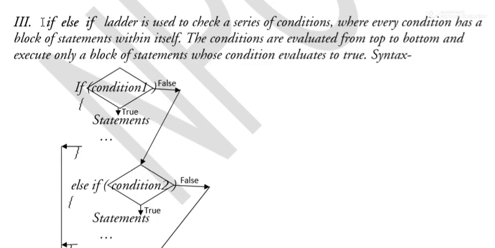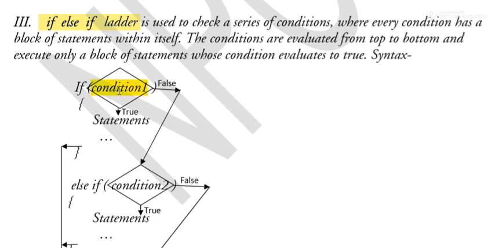The third form of if is the if-else if ladder. This is used to check a series of conditions. For multiple conditions, we can apply if-else if. In this situation, we check first condition 1.